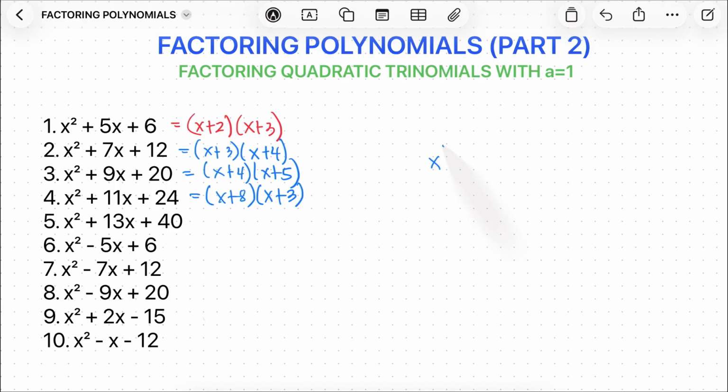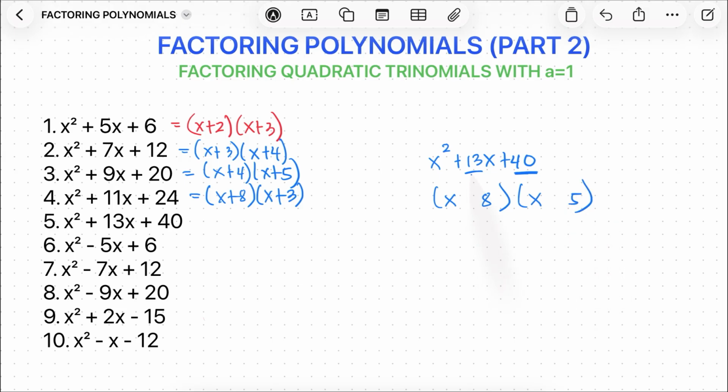Next, we have x squared plus 13x plus 40. Again, factors of 40 that, if we add, result in positive 13. So factors of 40 that would result in positive 13 would be 8 and 5.